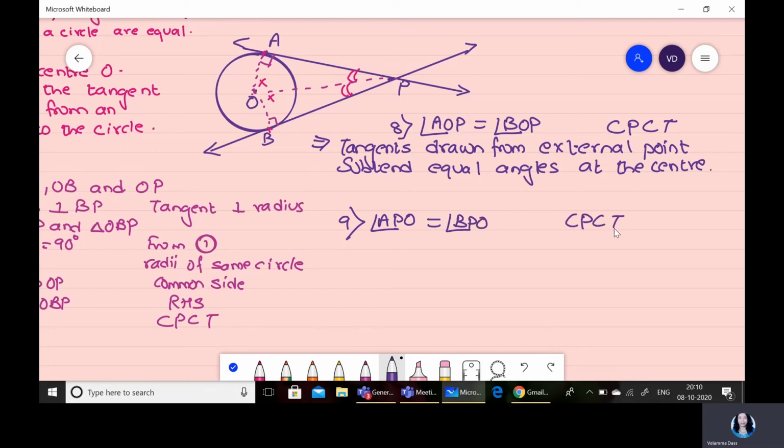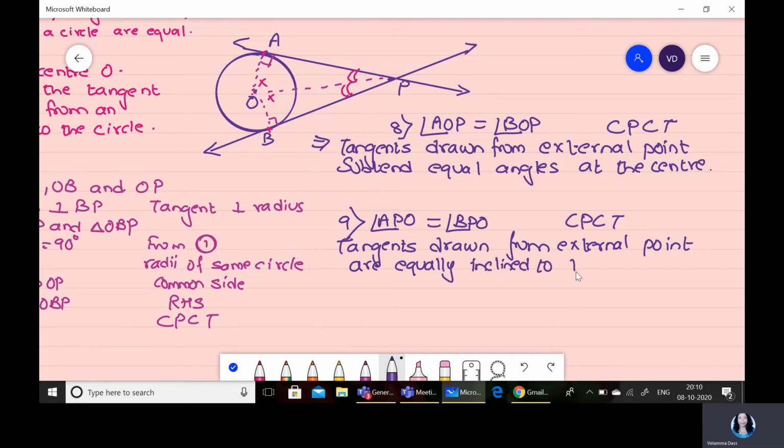Similarly, when I say that angle APO and BPO are equal, this is also CPCT for the triangle. So here we can see tangents drawn from an external point are equally inclined. These two angles are equal. They are equally inclined to this line segment. Now how are you getting this line segment? From the center to that point. So tangents drawn from an external point are equally inclined to the line segment joining the center and that point.